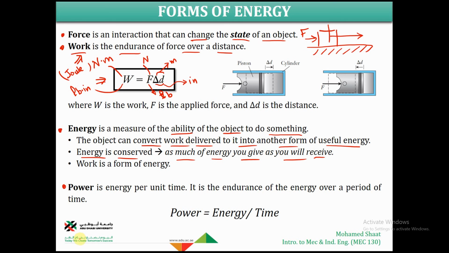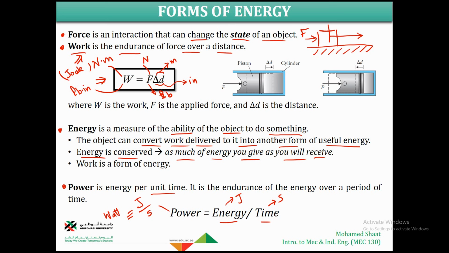How about the power? Power is a concept that is slightly different from energy. Power can be defined as the energy per unit time. For example, if energy is measured in joules and time is measured in seconds, this gives us power as joules over second, which is equivalent to watts. So the watt is equivalent to joules per second, which is energy per unit time. We could also understand power as the endurance of the energy over a period of time, or the capability of the system to give the same amount of energy for a certain period of time.